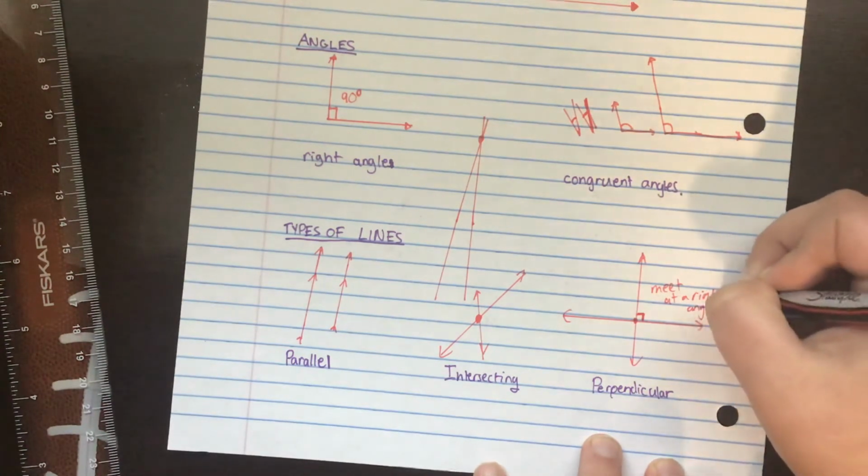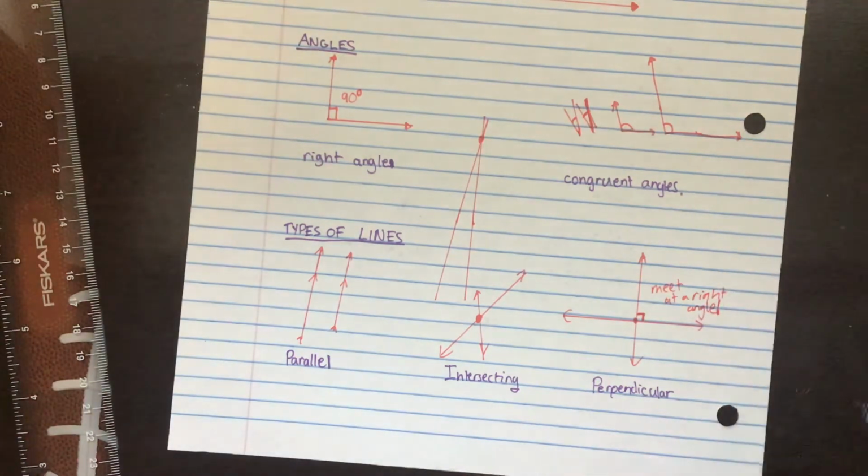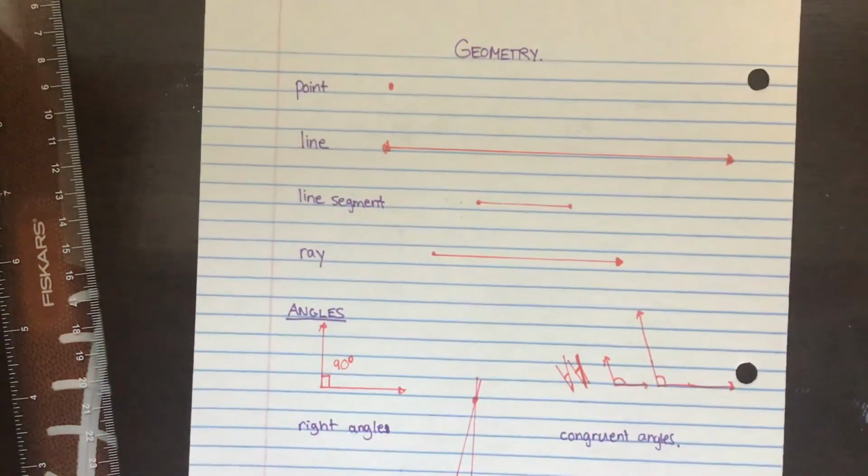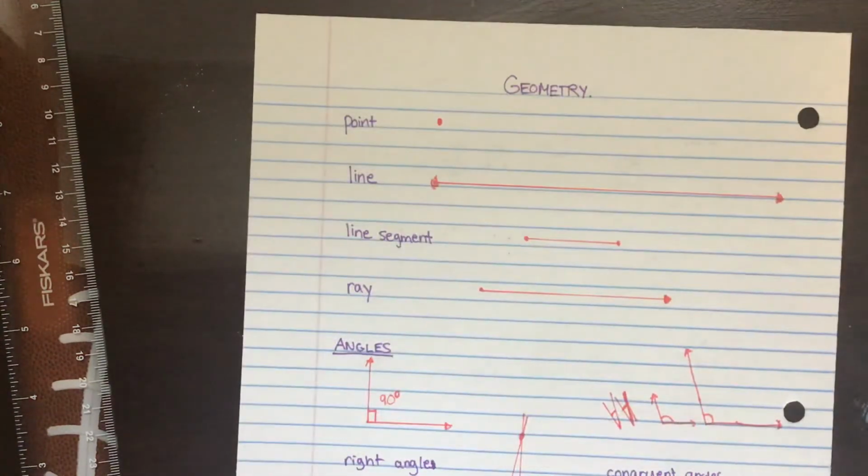Now you will want to work on knowing which terms are which. So if you are a little bit confused, I encourage you to watch this video over again and just see what all those different types of things look like and what they are and what they do. So there you go, those are the different types of lines.